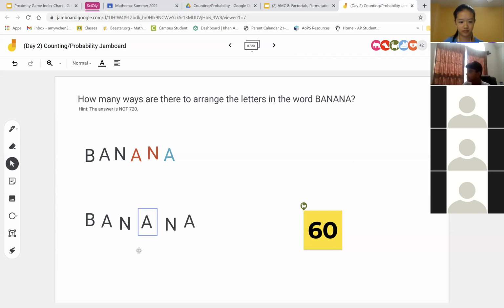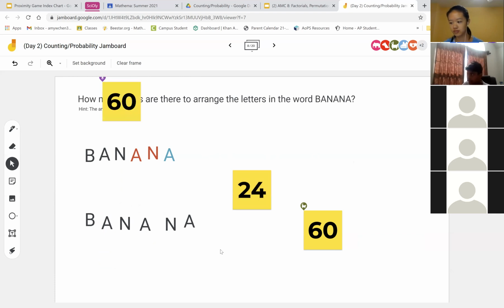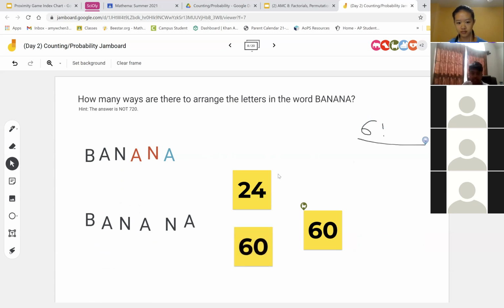Let me get onto the Jamboard really quickly. Okay, so here, I was lagging for a bit. It's 6 factorial, because there's 6 total letters, divided by the factorial of the number of repetitive letters. So there's 2 repetitive n's, so we do 2 factorial, and then there's 3 repetitive a's, so we do 3 factorial here. That way we divide by the total combinations of repetitions. So what that gives us is 4 times 5 times 6, and then we can simplify that to 60.